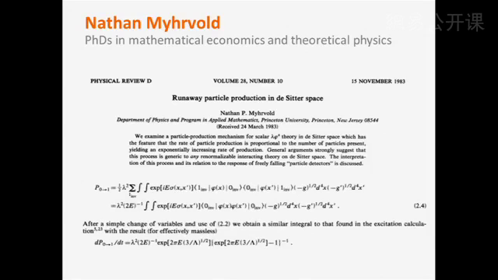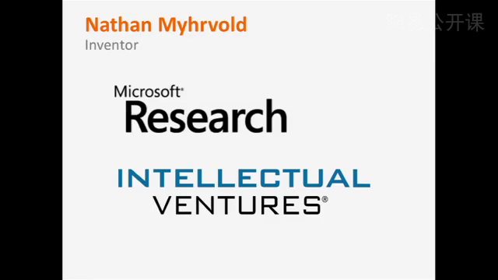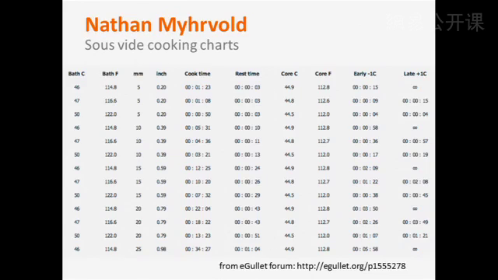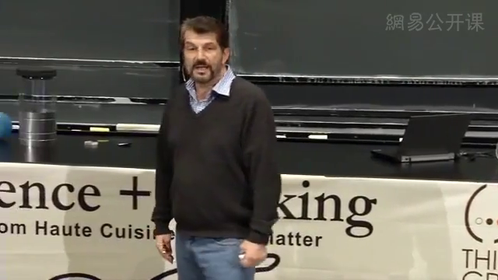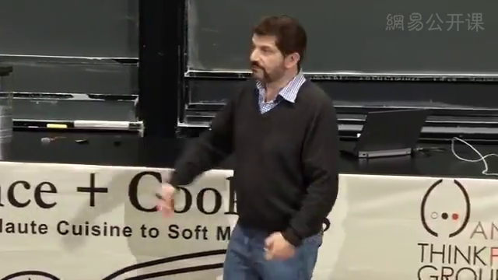He started out really writing equations like this, but he's moved on to much different things. Not only was he at Microsoft for a while, and has a company called Intellectual Ventures, but he also does modernist cuisine. These are some of the sous vide cooking charts that we can find, some of the things that he's studied, really bringing science to cooking. And he's written this really marvelous book, which maybe he'll tell us a little bit about tonight. So let me now introduce you to Nathan Myhrvold.